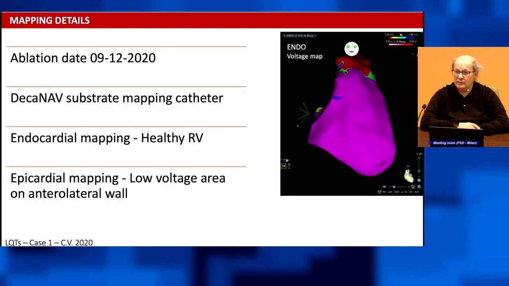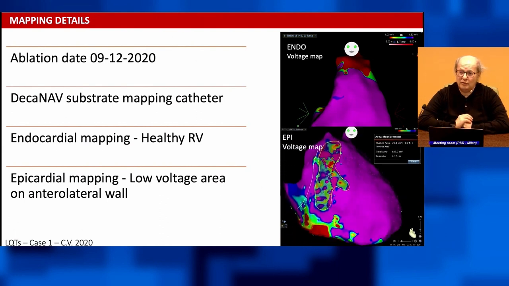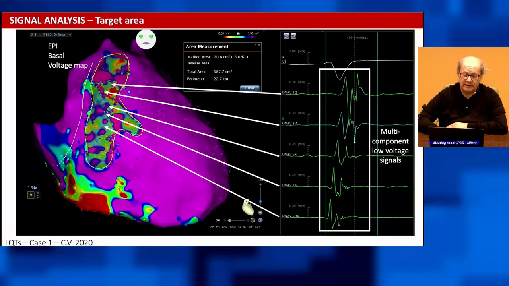The endocardium, in blue and purple, as you experts of electrophysiology know, is the voltage map representation of this 3D mapping system. So the endocardium seems to be completely normal, but the epicardium seems to be abnormal, with this region of fibrosis surrounded by regions of low voltage or normal voltage.